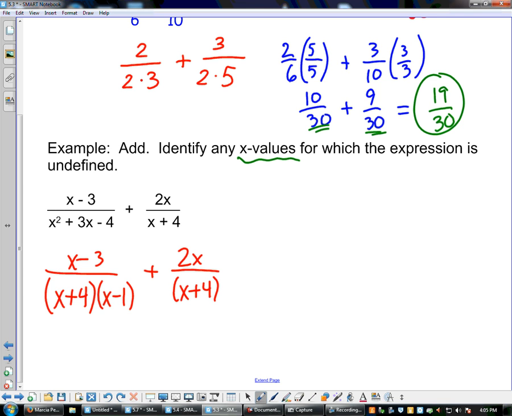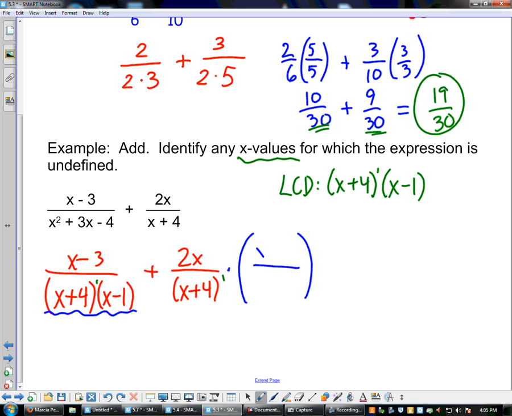So the least common denominator is going to have x plus 4 to the first, because that's represented once, and then we need an x minus 1. All right, and that is going to be our least common denominator. We already have that as the least common denominator for the first fraction, but we need to get that in the second fraction. So let's multiply the second fraction by x minus 1 over x minus 1, so we can get that least common denominator in both fractions.